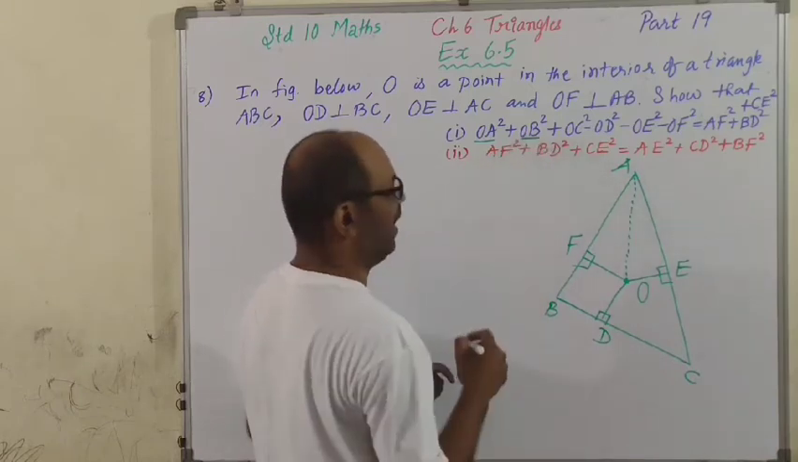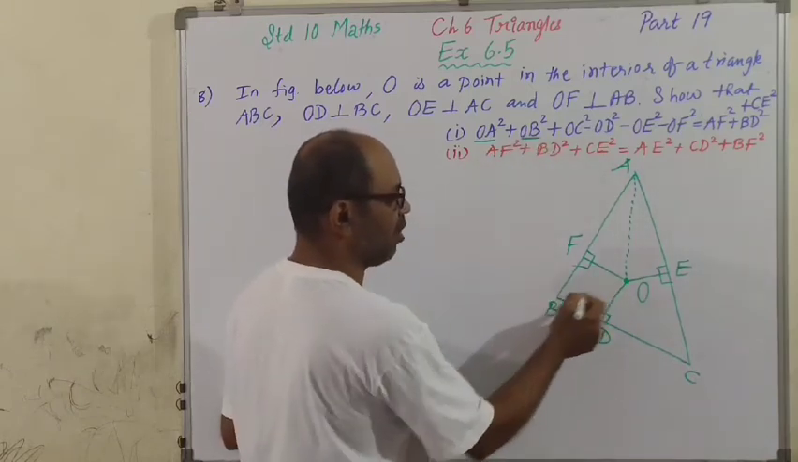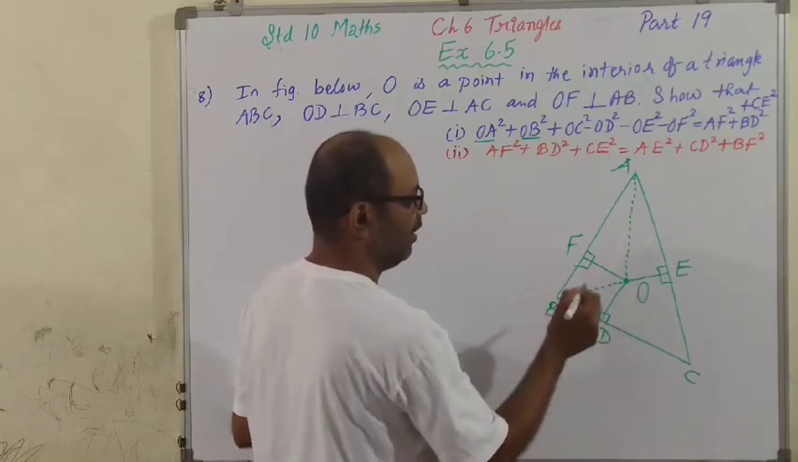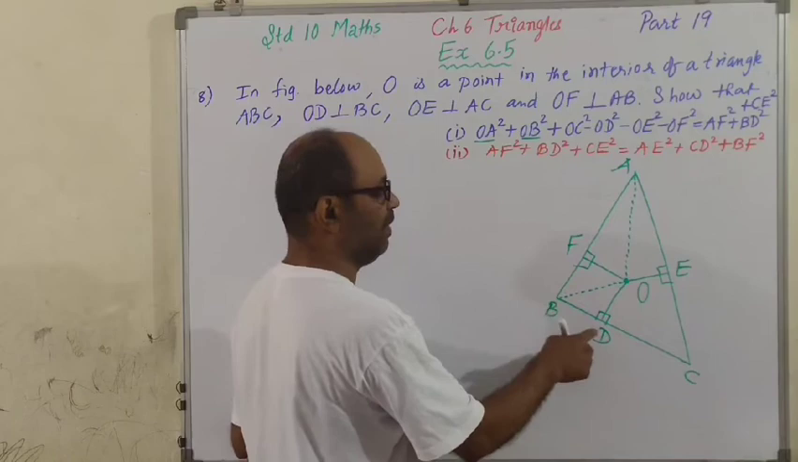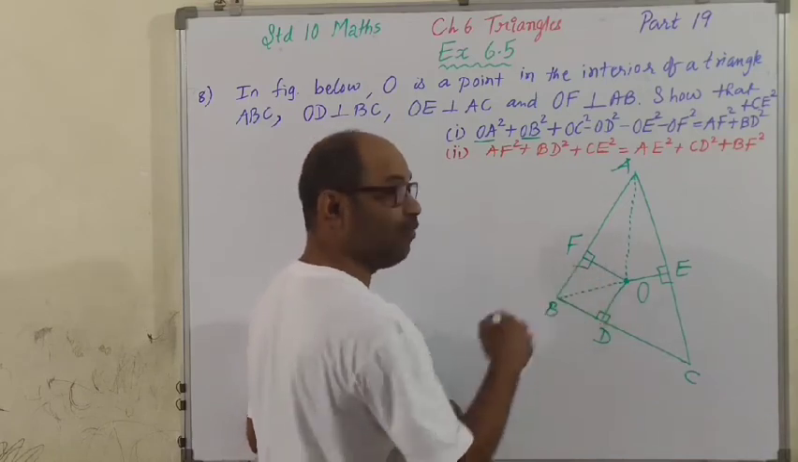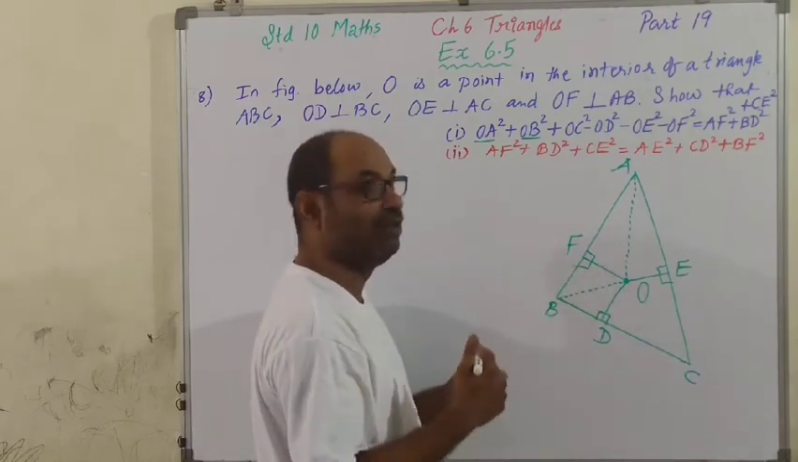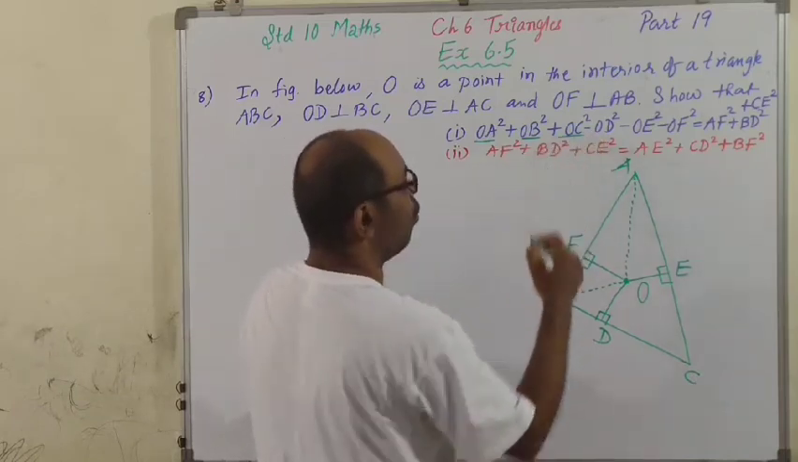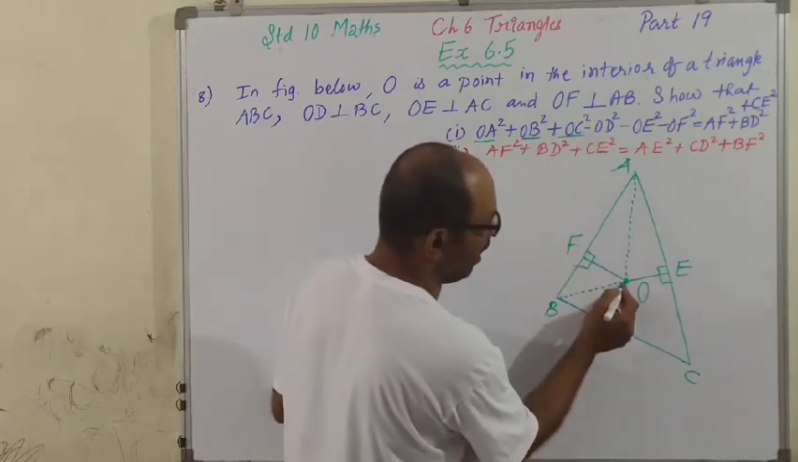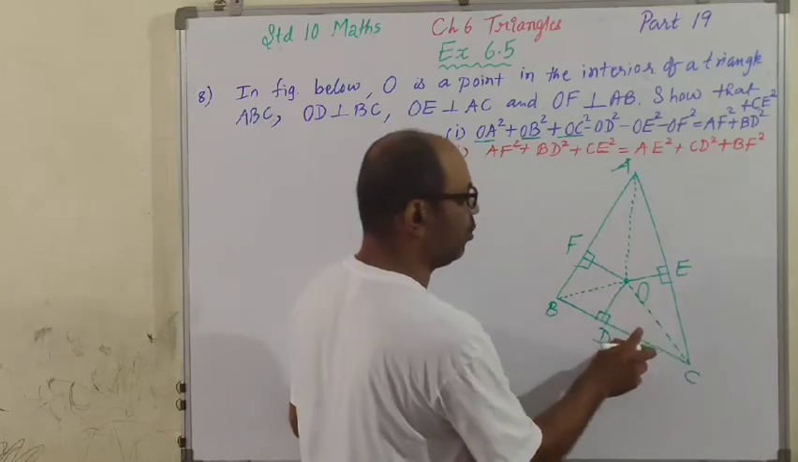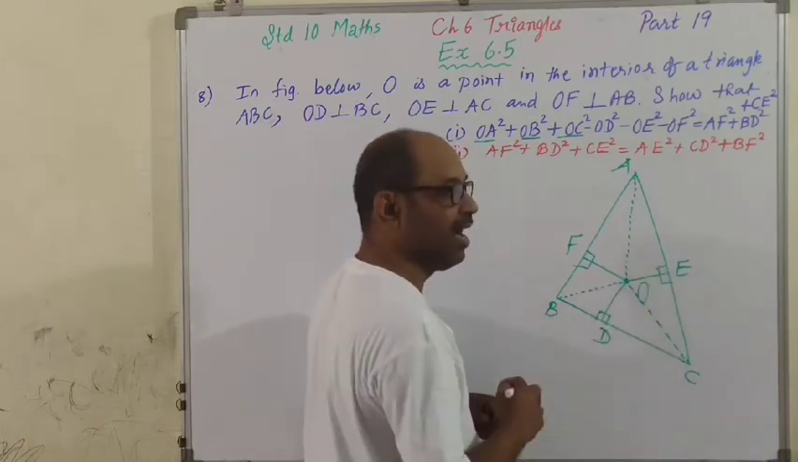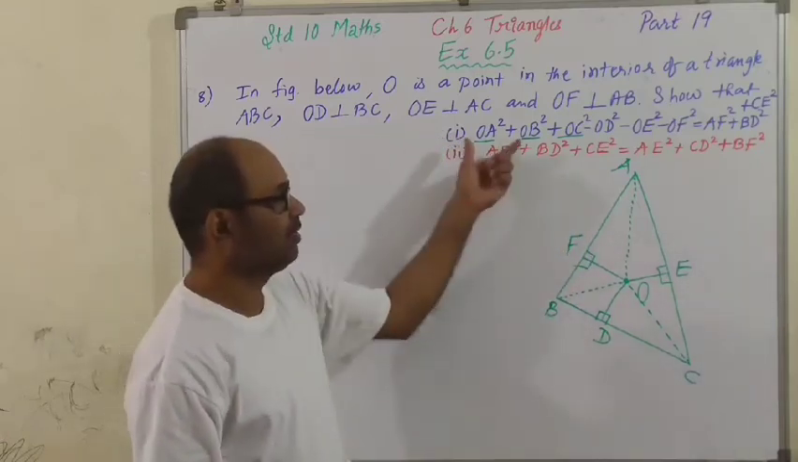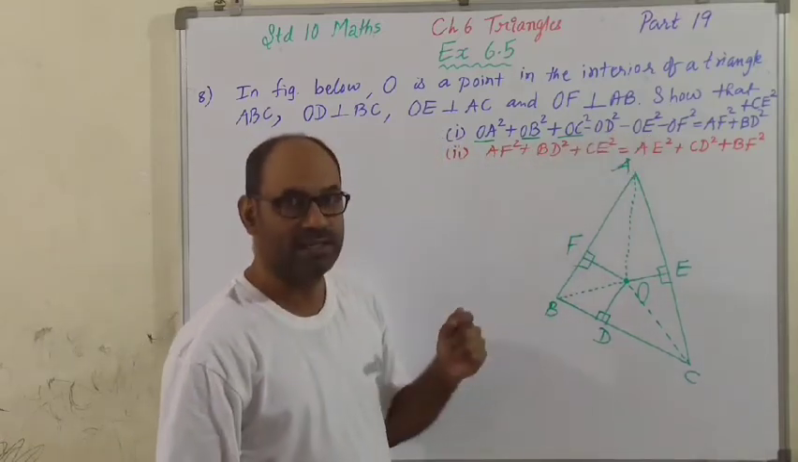Then we want OB square. Now OB is also not there. That line segment is not to be seen, so you may draw that. Again you get two triangles, BDO and BFO, two right triangles, and you can use Pythagoras to get squares. And a third, OC square. I'll have to draw that also. So you get OCE, a right triangle, and OCD, a right triangle. All right, these three.